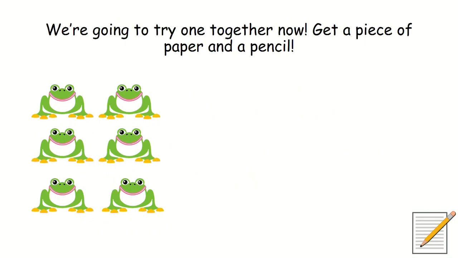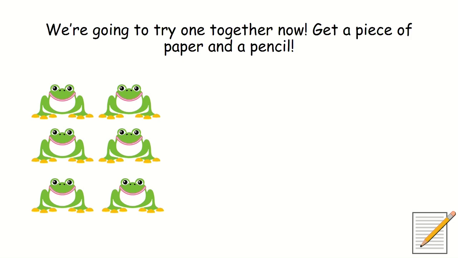We're going to try one together now. So I want you to get a piece of paper and a pencil and come join me. Okay, you should see some frogs on the screen. Where again, we're going to use circles to represent our frogs, and we have 3 rows of 2. So I'm going to draw those circles and write my digit.